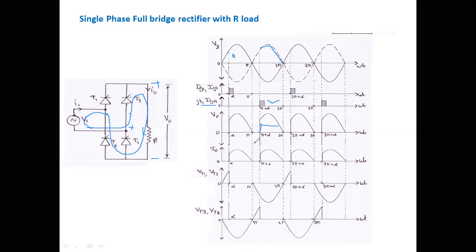So this is the waveform between 0 to 2 pi for the single phase full bridge rectifier with R load. So this is the waveform. I hope it is clear to all of you. One more thing that I write here: this is VAB when A is positive with respect to B, and this is VBA when B is positive with respect to A. Okay.